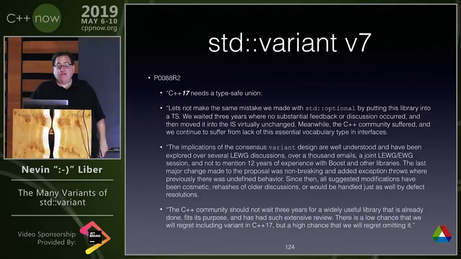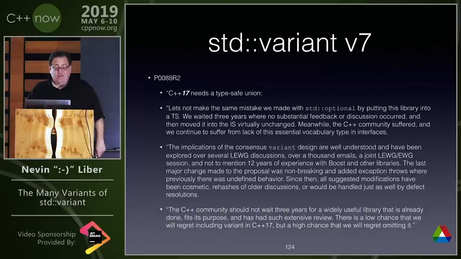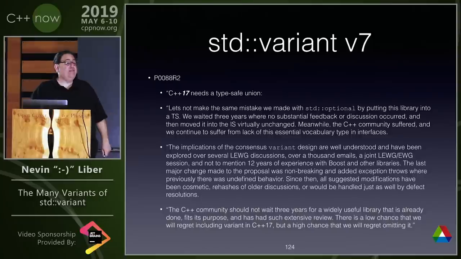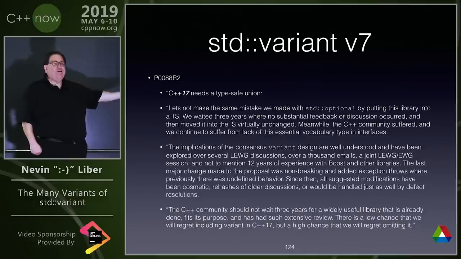The implications of the consensus variant design are well understood and have been explored over several LAWG discussions. Over 1,000 emails, a joint LAWG EWG, that's Evolution Group, session, and not to mention 12 years of experience with Boost and other libraries. The last major change made to the proposal was non-breaking and added exception throws, where previously there was undefined behavior. Since then, all suggested modifications have been cosmetic, rehashes of old discussions, or would be handled just as well by defect resolutions. C++ community should not wait 3 years for a widely used library that is already done. It fits its purpose and has such extensive review. There is a low chance that we will regret including variant in C++ 17, but a high chance we will regret omitting it. While I didn't write this stuff, I totally agree with this.